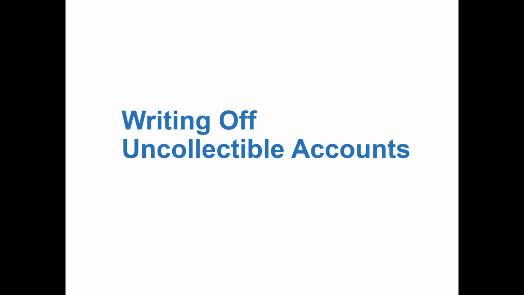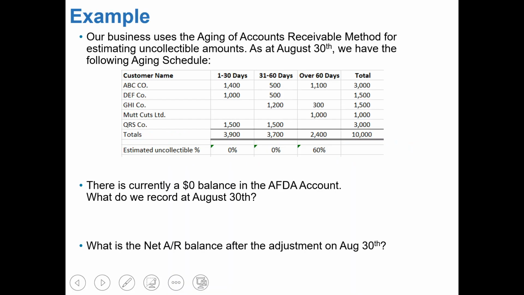All right, so now we've looked at what is done when we have an allowance. So we're estimating that amount of AR, but eventually we get to the point where we might need to write it off. So that's what we're going to look at now. We're going to start with an example and then we'll carry it through and look at the write-off.